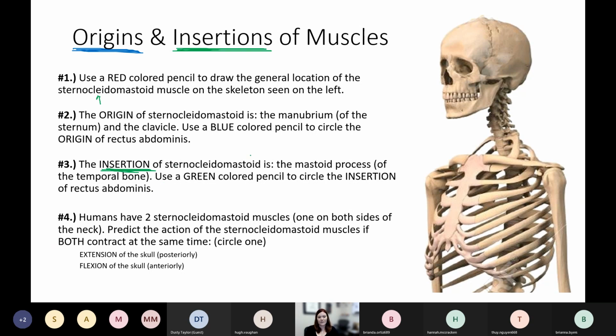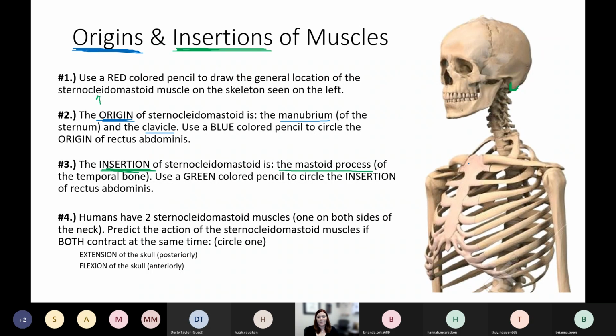The insertion of sternocleidomastoid is the mastoid process. That big thing that we labeled on our skulls, the mastoid process, is a connection point for the sternocleidomastoid. Now I'm going to get my origin color out here. The origin is the manubrium of the sternum and the clavicle.